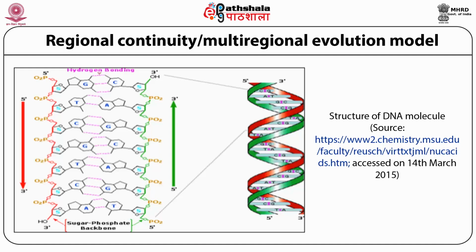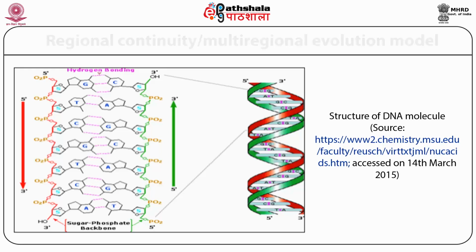A nucleotide is made up of three components: sugar, phosphate unit and nitrogenous base. There are four nitrogenous bases, that is adenine, guanine, cytosine and thymine. Adenine and guanine belong to the purine class, and cytosine and thymine belong to the pyrimidine class.